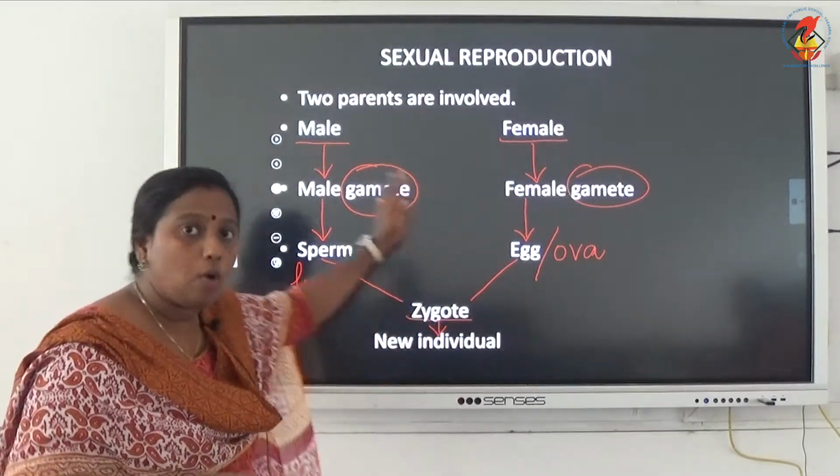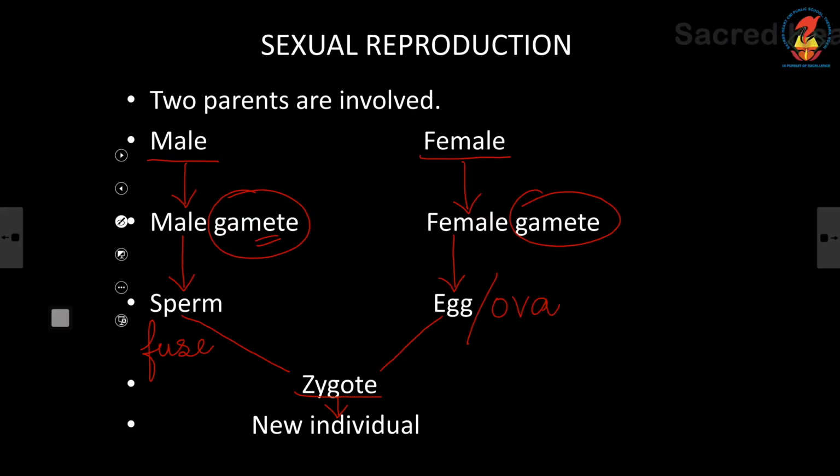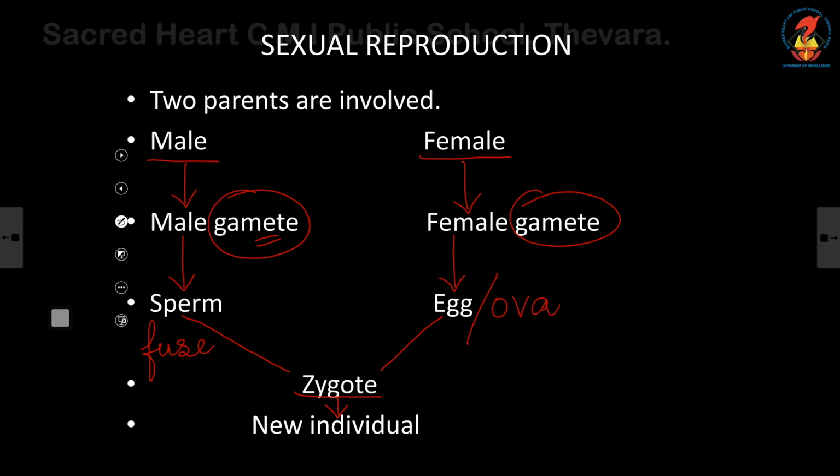Okay, children. So now once more I will repeat it. Please listen. There are two parents involved in sexual reproduction. They are the male and the female parent. The male parent will produce reproductive cells called male gametes. The reproductive cells of females, you call them female gametes. The male gamete is named the sperm. The female gamete, you call it the egg or the ova.